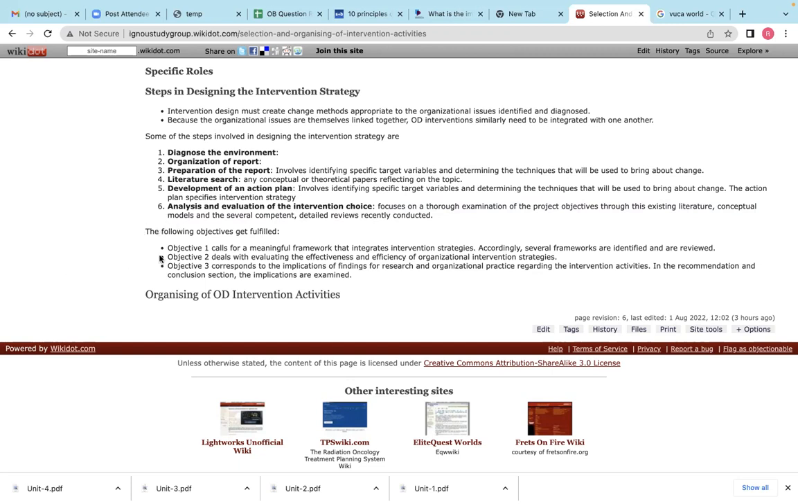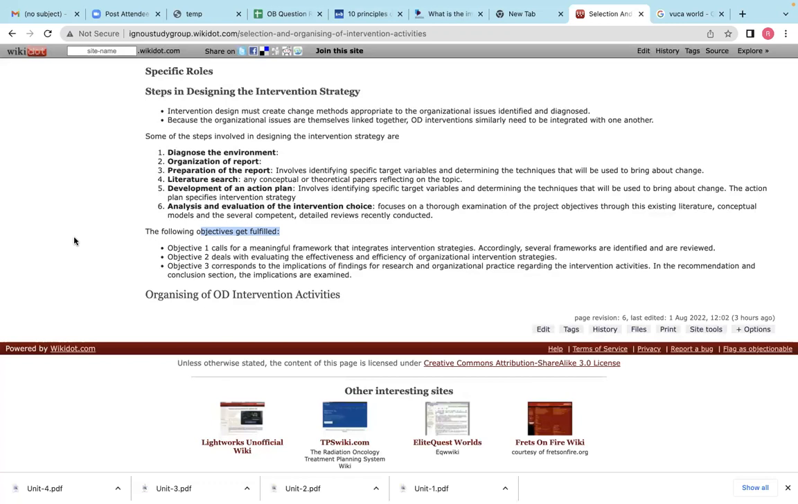Okay, now we are going into objectives. What is the objective of this intervention strategy plan, right? So first objective is it calls for a meaningful framework that integrates intervention strategies. There seem to be some seven odd frameworks. I don't know, but we were introduced to three frameworks in a way. So what is the meaningful framework is the first thing that is going to be identified, right?